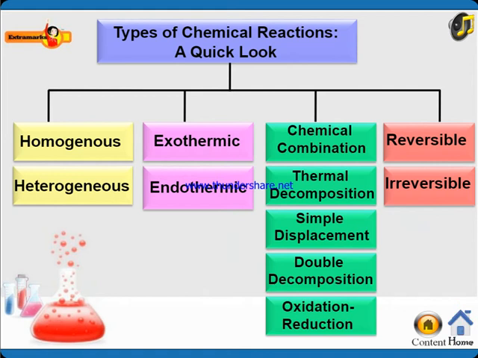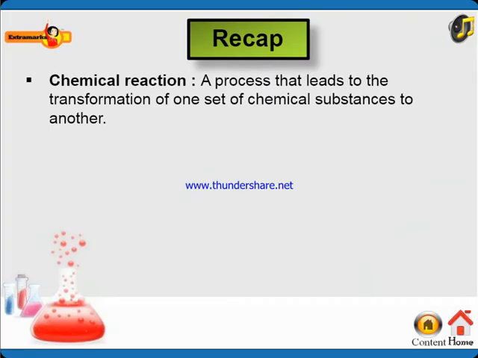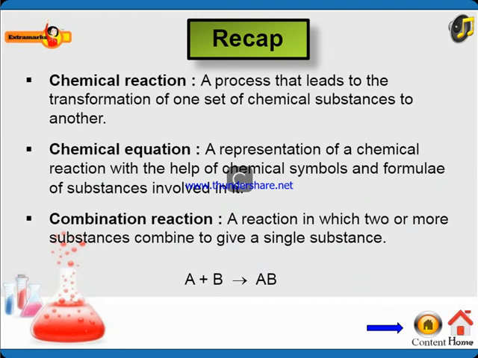Let us quickly summarize the types of chemical reactions. Let's recap. A process that leads to the transformation of one set of chemical substances to another one is called chemical reaction. Chemical equation is a representation of a chemical reaction with the help of chemical symbols and formulae of substances involved in it.